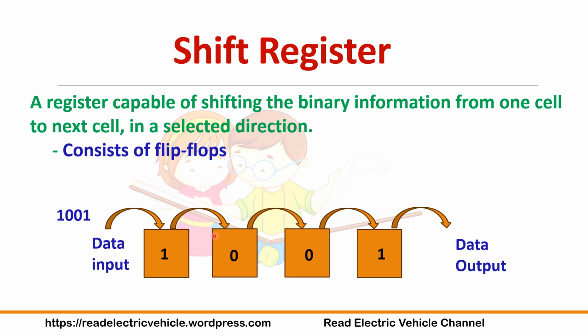Here each box represents a flip-flop, and we know each flip-flop can store only one bit of information. So it can store either a 0 or a 1. Now, a 4-bit information is shown here. To transfer this 4-bit information to the other side, I need 4 flip-flops.